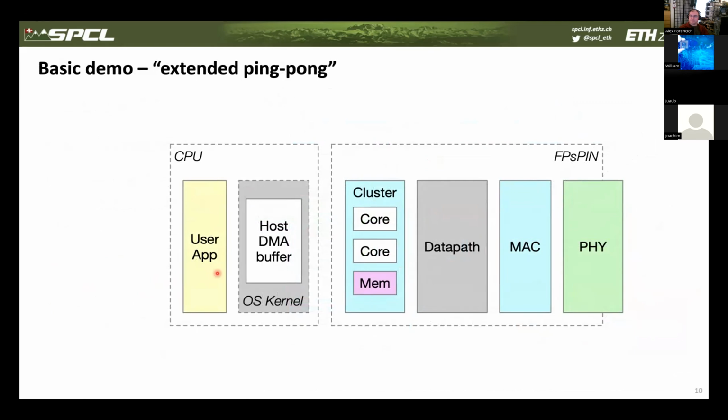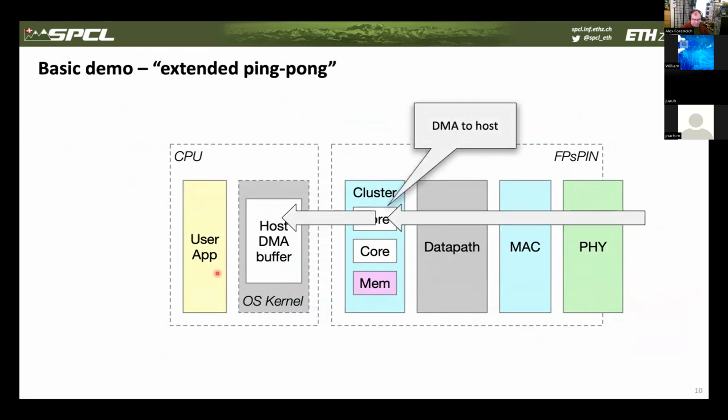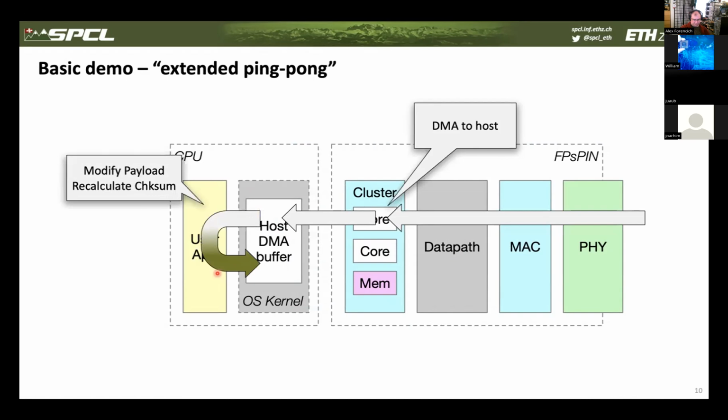Okay, and then what works at the moment is this extended ping pong demo that I implemented to test that every part of the system is working. There's a lot of moving parts. So a UDP ping packet is going to come in over the interface, arriving at one of the cluster cores. The handler is then going to say, okay, let's DMA this to the host, arriving in the host DMA buffer. And then the user application is going to see this packet, modify the payload, and recalculate the IP header checksum.